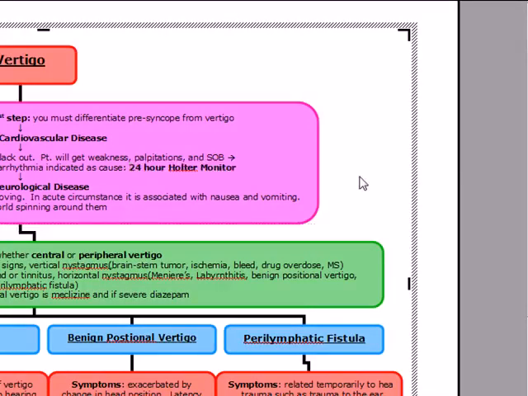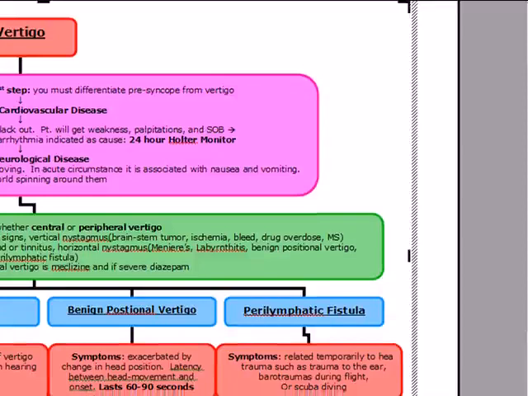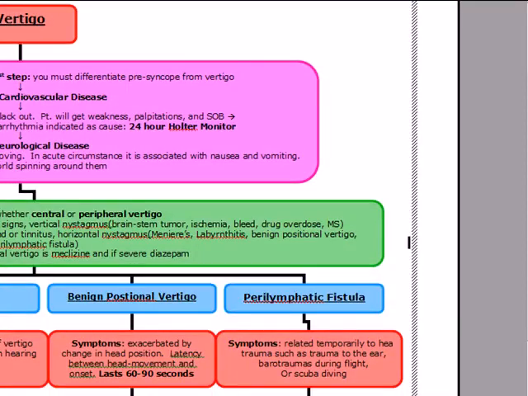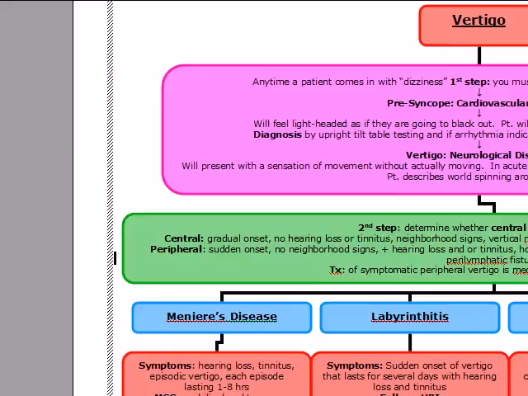Now, vertigo presents a little differently, okay? It's going to be dizziness, but this patient's going to actually get a sensation as if they're moving when they're actually not moving, okay? It's going to be like as if the world is moving around them, okay? They're going to come in with nausea and vomiting, and once we've come to the conclusion that the patient has vertigo, the next step is we're going to determine whether it's central or peripheral vertigo, okay?